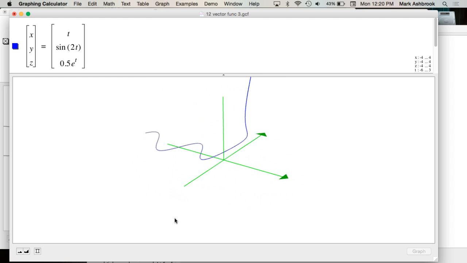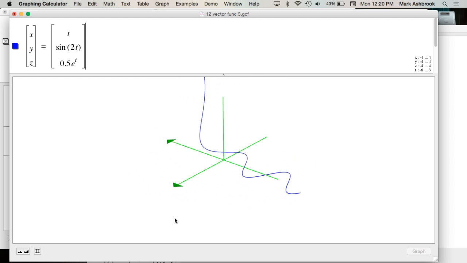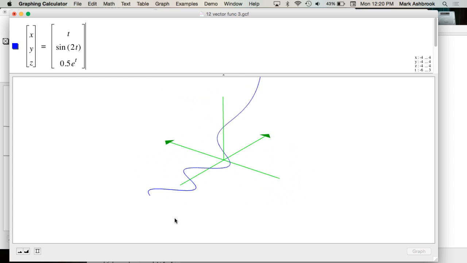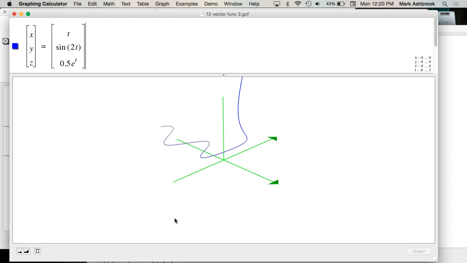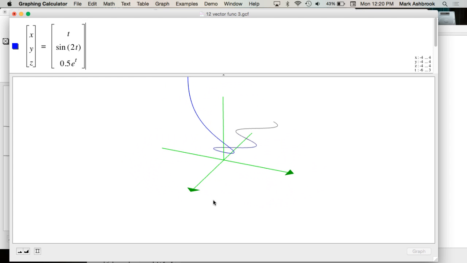A really important thing about understanding these and being able to graph them and work with them is the fact that we're dealing with basically three sets of two coordinates: x and y, x and z, and y and z. This function kind of has faces, different faces.